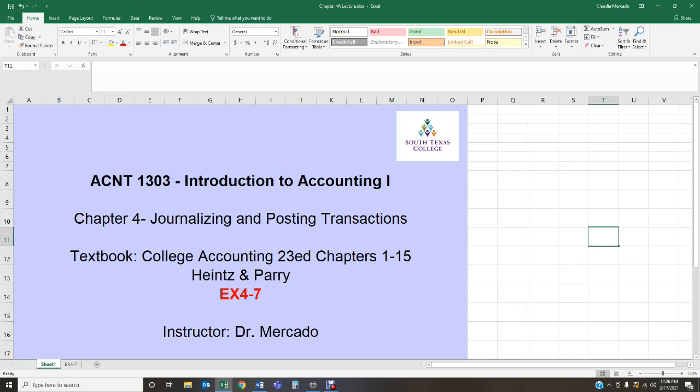Now, in this particular chapter that we are covering, which is Chapter 4, most of the chapter deals with journalizing and posting transactions, but we do have some other things incorporated into the chapter, such as our financial statements. So this lecture is going to be focusing on exercise 4-7, which is the preparation of our three primary financial statements, which is our income statement, statement of owner's equity, and our balance sheet.